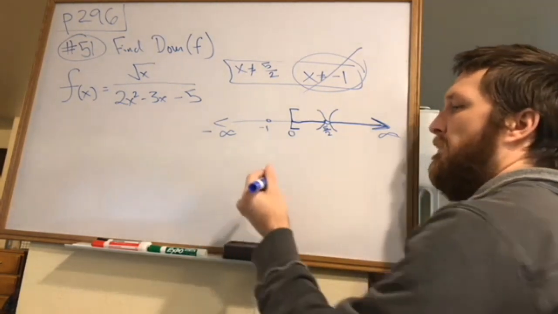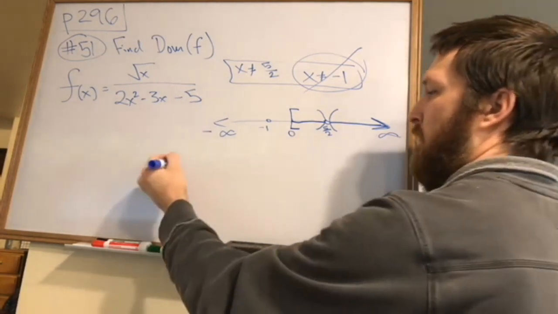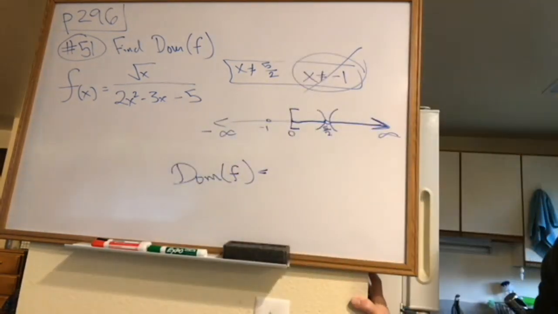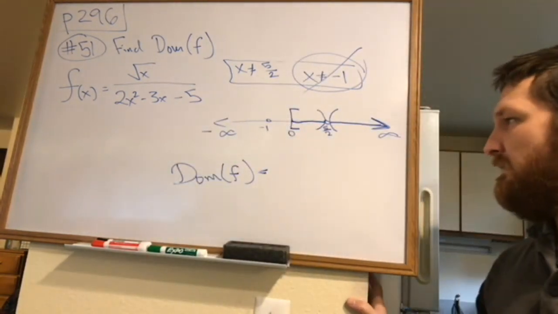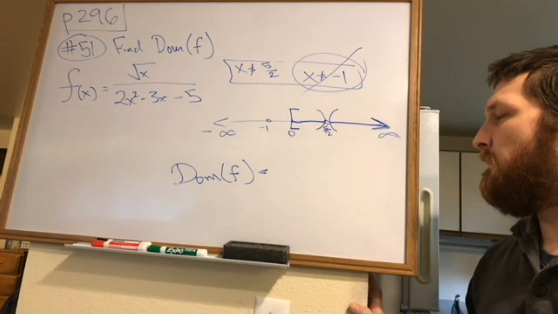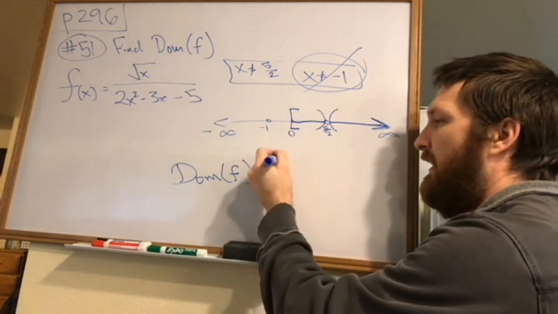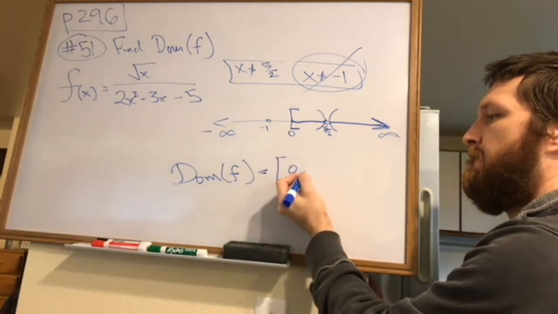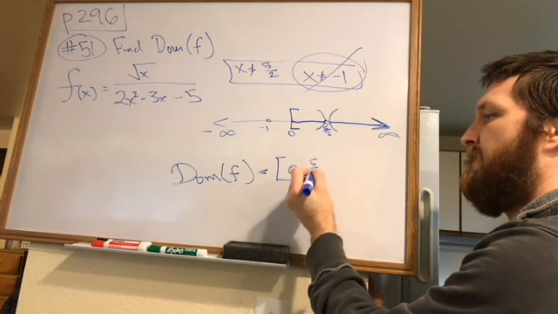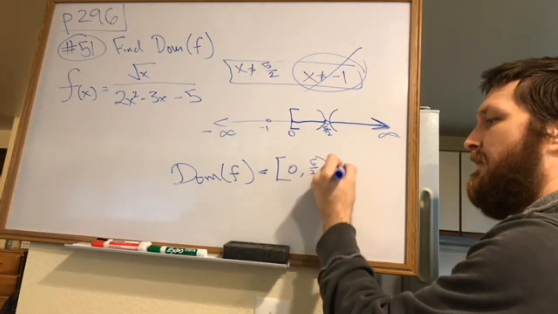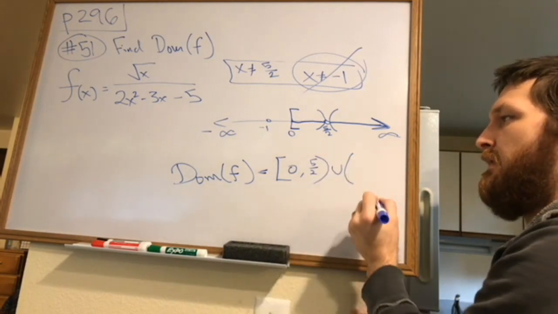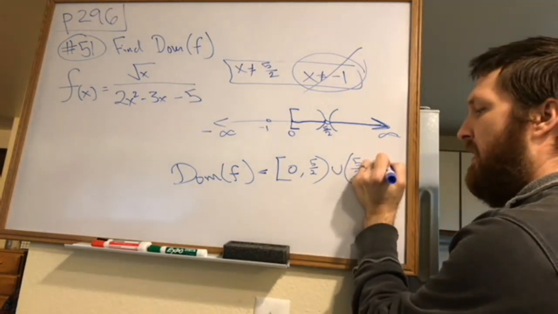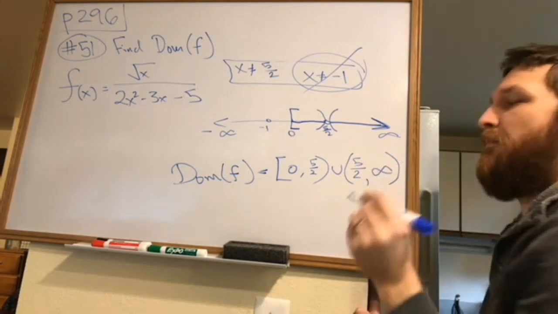So you'd have, you would add, okay, add domain. Yeah, the domain of f is equal to hard bracket 0, comma 5 halves, soft bracket, union, soft bracket 5 halves, comma infinity, soft bracket. There you go.